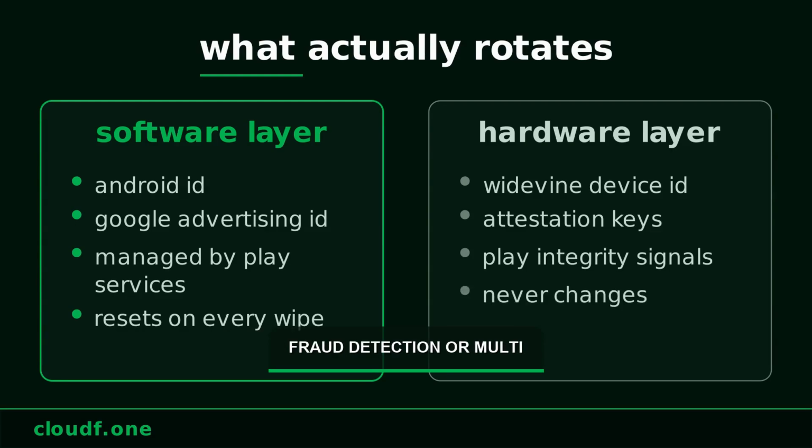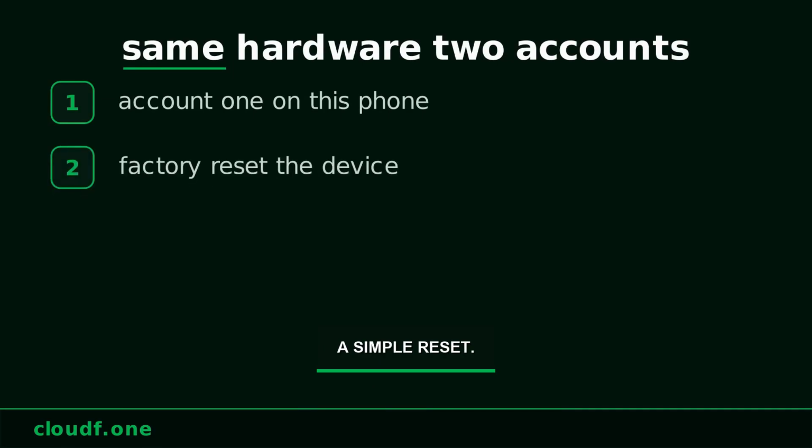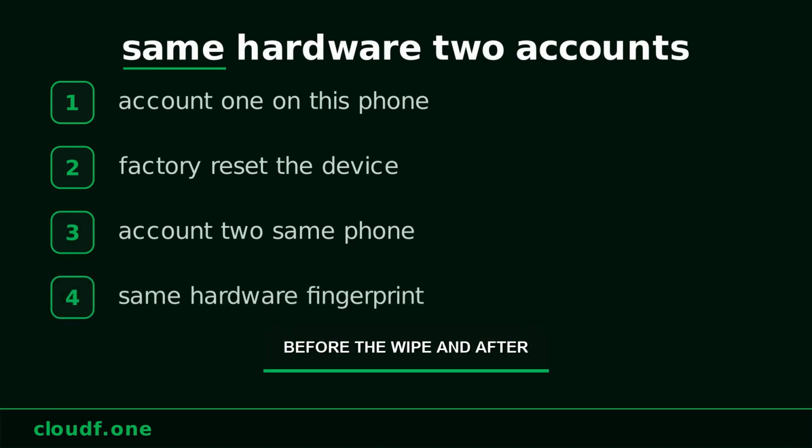A well-built fraud detection, or multi-accounting detection system, on the platform side isn't only looking at Android ID or Advertising ID, because both of those are trivial to rotate with a simple reset. It's also looking at hardware attestation, and that layer sees straight through a factory reset every single time, without fail. The device is the same device, cryptographically provably so, before the wipe and after it.